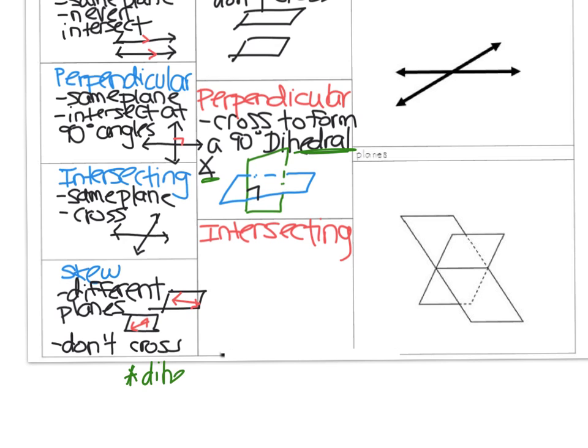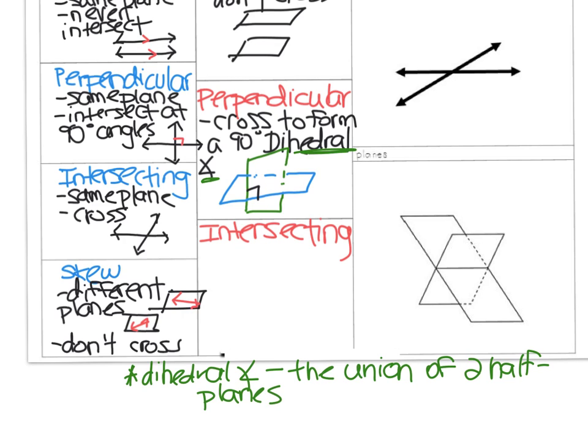A dihedral angle is the union of two half planes with a common edge. Another name for a dihedral angle would be a plane angle. It's the angle that two planes are making.